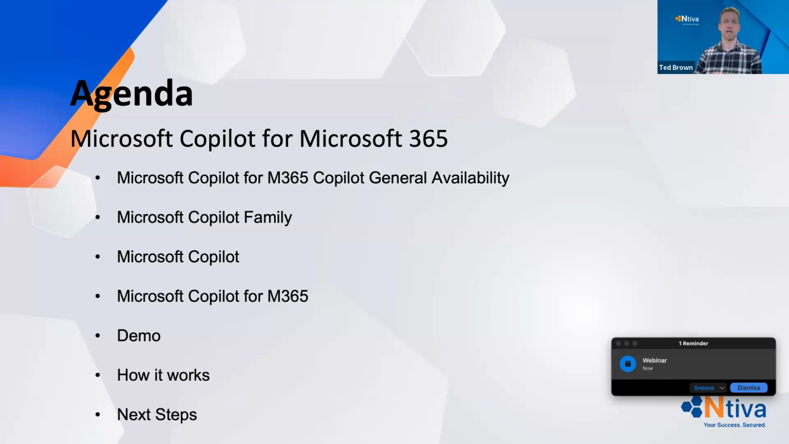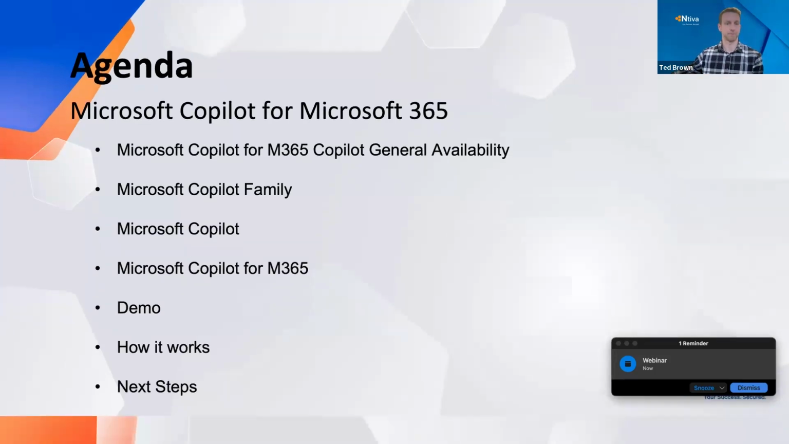Once we get done with the recent announcements, we're going to go into the Microsoft Copilot family and get into some differences between Microsoft Copilot and Microsoft Copilot for Microsoft 365. Again, the names sound similar, but they do different things. Then we'll go through a little bit of a demo of how Microsoft Copilot for Microsoft 365 will work, get into a little bit of how it actually works behind the scenes so you can see the security behind it, and then follow this up with some next steps.